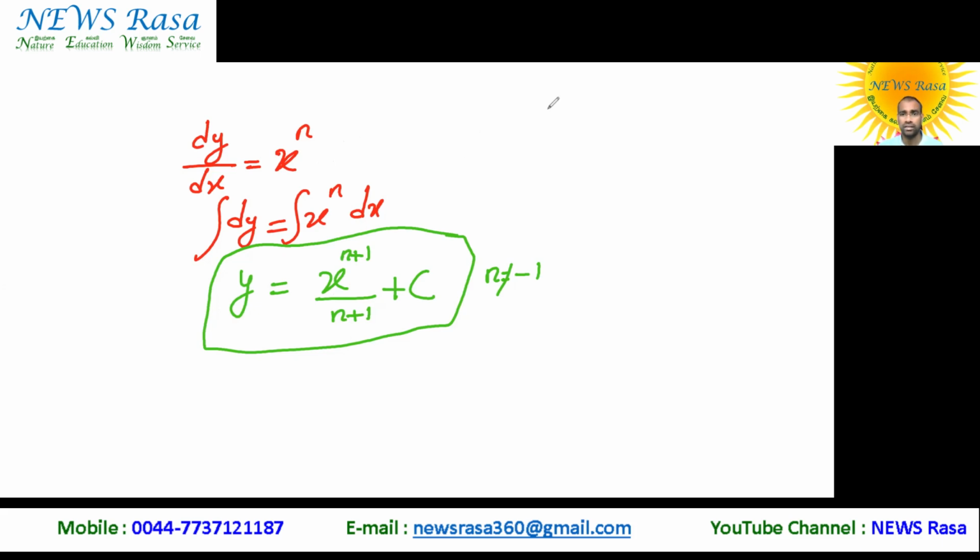Okay, so that's that. Then I mentioned, why do we need the plus c here? Say, for example, we have two functions. Say y equals x to the power of 3. If you differentiate that, dy by dx would equal 3x to the power of 2.